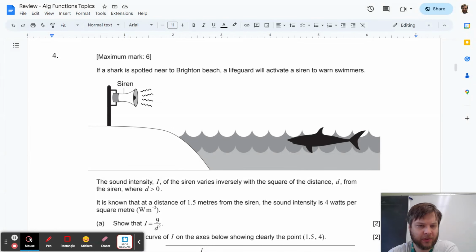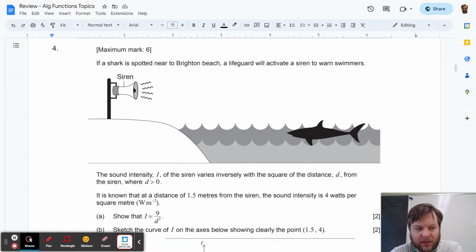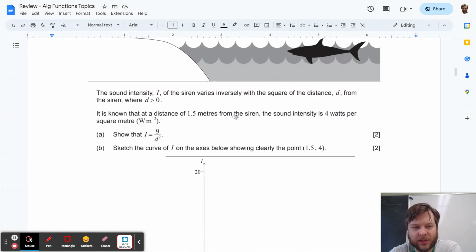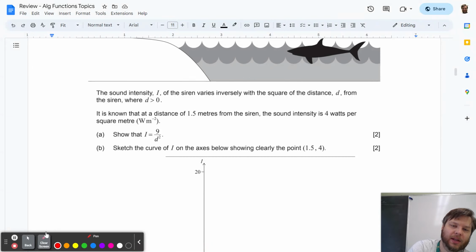All right, hello. So we've got a problem here looking at a siren. If there is a shark that is spotted, and we are given a little bit of information about the intensity of the sound and how it varies inversely with the square of the distance. So whenever I read the words varies inversely, that means I know one thing equals a constant divided by another thing. And so I just have to read it in order.